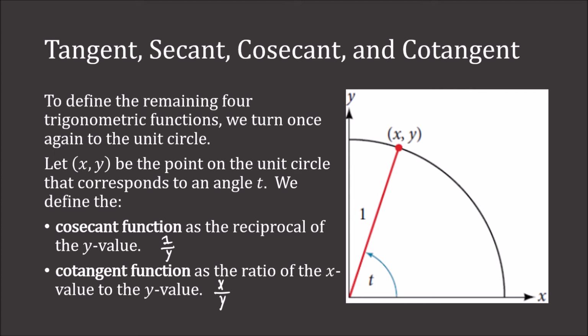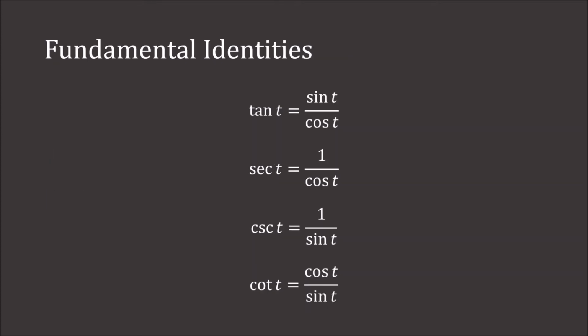Now, fundamental identities. So from these four, plus the definition of sine and cosine, we can easily come up with these four fundamental identities. That the tangent is equal to the sine over the cosine, the secant is equal to 1 over the cosine, the cosecant is equal to 1 over the sine, and the cotangent is equal to the cosine over the sine.